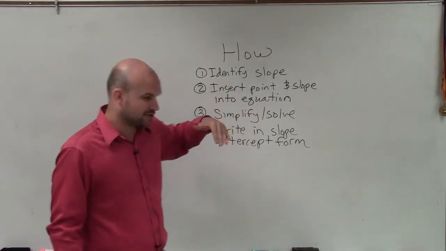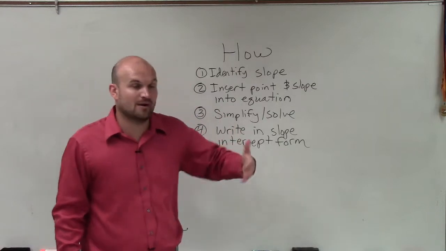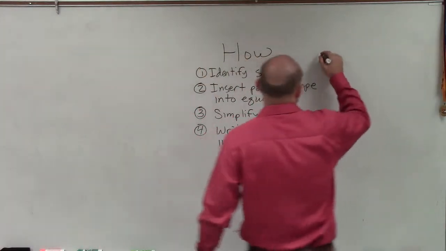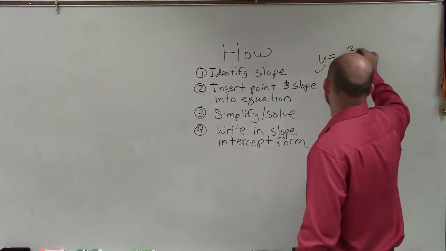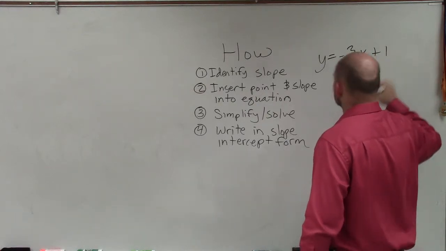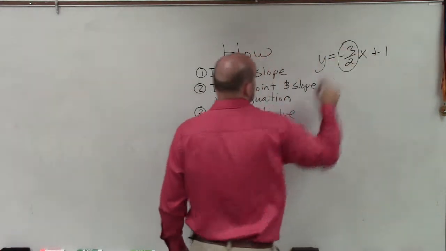So the first thing is you're going to be provided an equation. And we want to make sure we identify the slope. So for instance, let's say I want to find an equation that is parallel to this equation, plus 1. Therefore, we need to make sure the slope is -3/2.